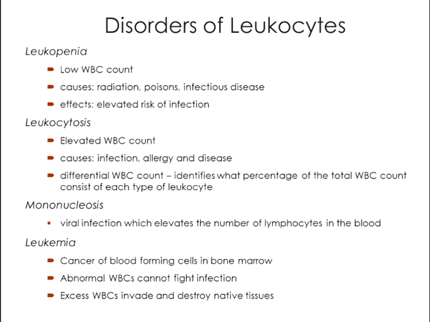Mononucleosis, you may have known someone who's had mono, or maybe you've had it yourself. It's a viral infection that actually elevates the number of lymphocytes in the blood. So you will actually see a specific number of lymphocytes. What is mono? Well, mono is a viral infection. So of course we're going to see lymphocytes increased in a viral infection.